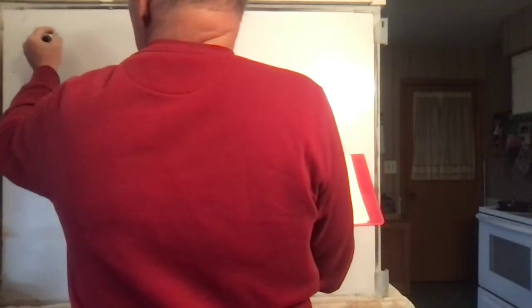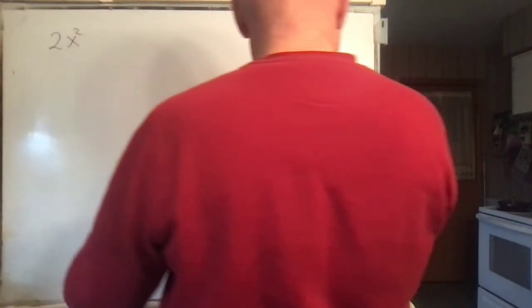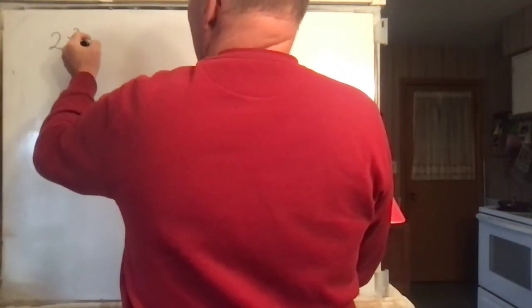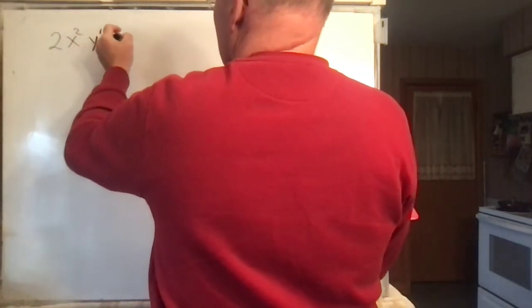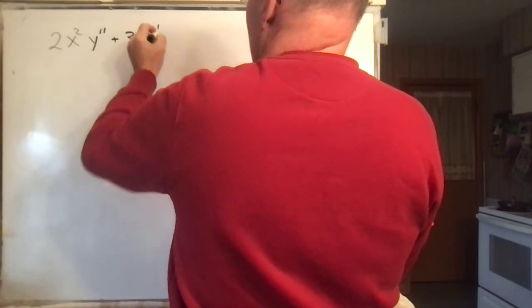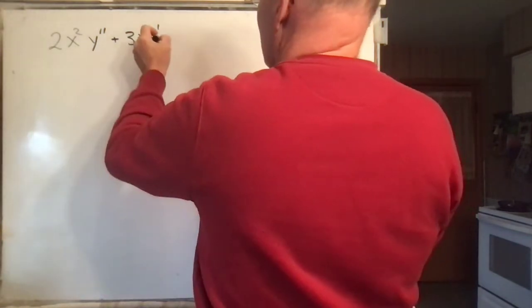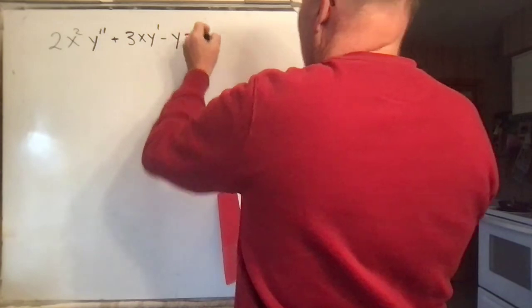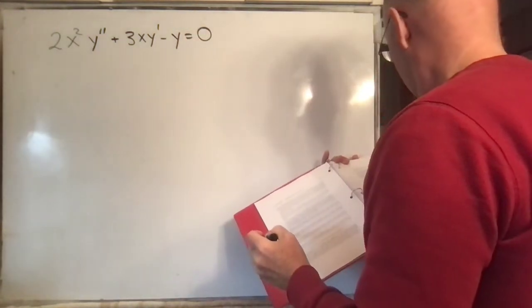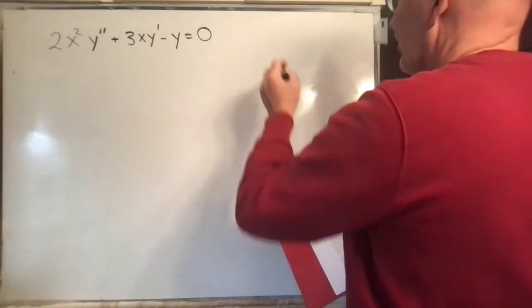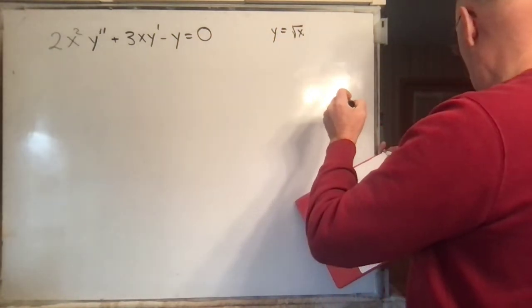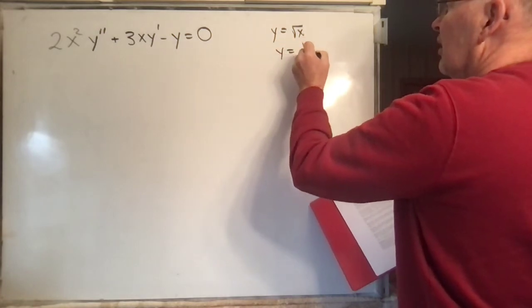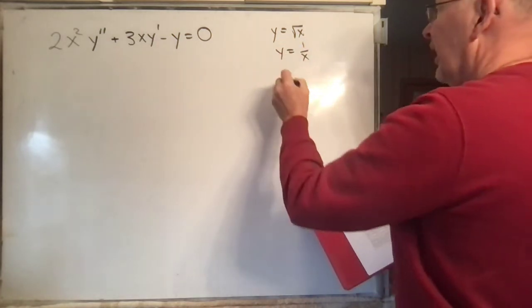Here's what it says. Given 2x squared times y double prime plus 3x y prime minus y is equal to 0, determine if the following are solutions. And I've got three different possibilities. y is equal to the square root of x, y is equal to 1 over x, and y is equal to x squared.